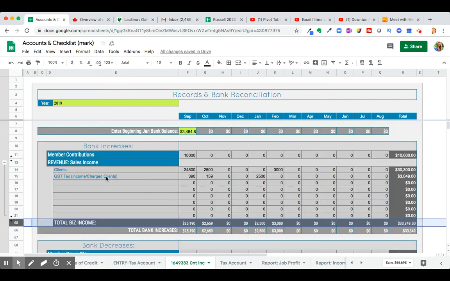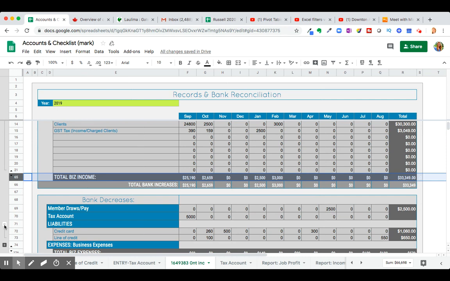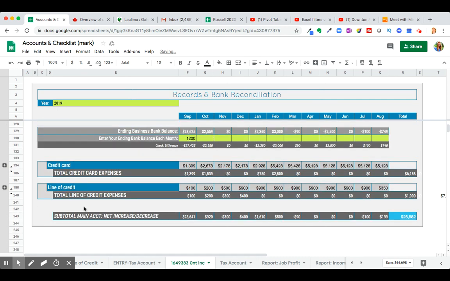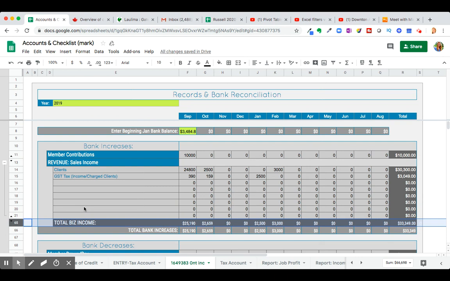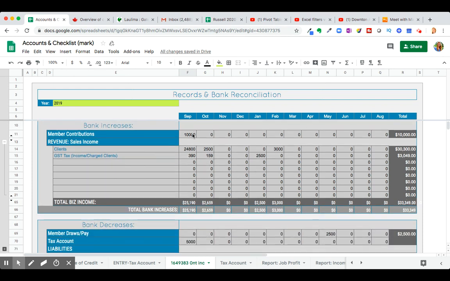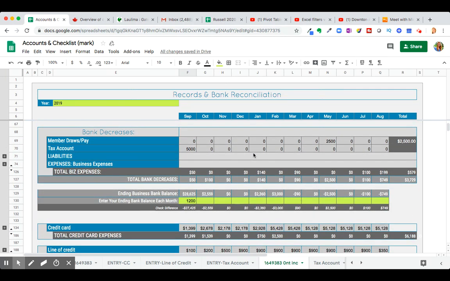Let me just show you what's happening here. So this is now updating automatically. All you do is come in here, enter the year, enter the beginning balance for September. I believe that's correct. And once you've entered all of your transactions on your entry sheet for this bank account, your main bank account, everything's going to update. You can see all these numbers. That's from all the data I have in there.